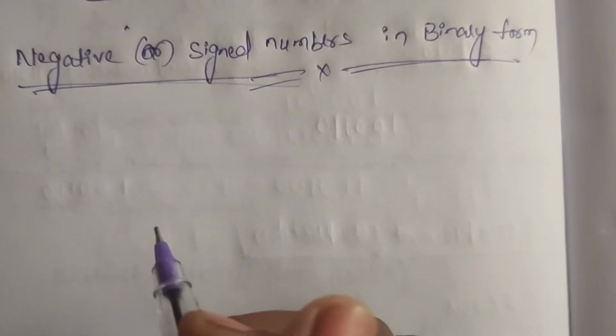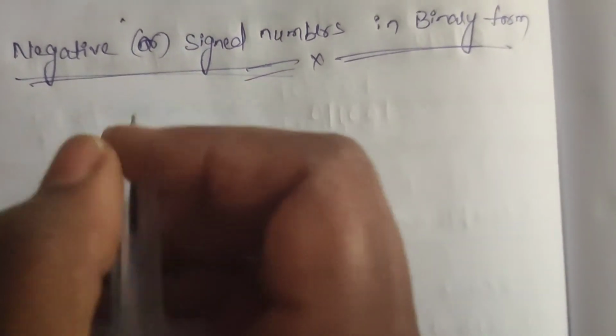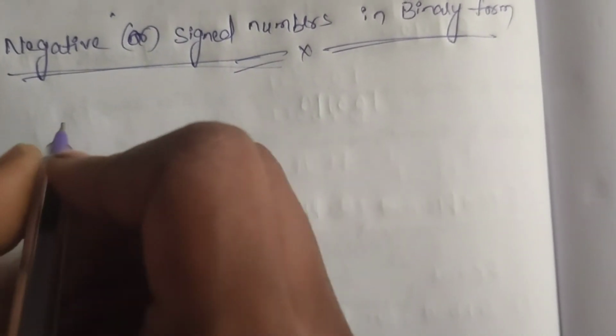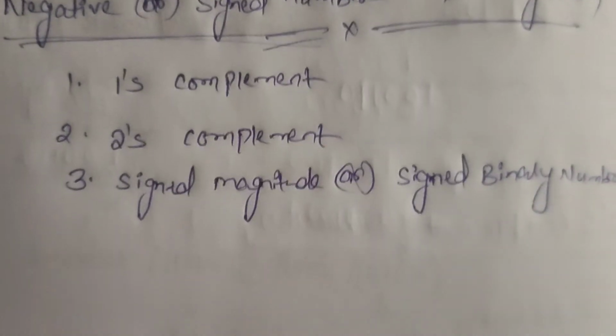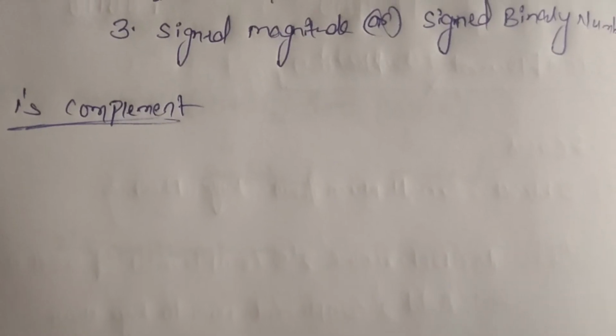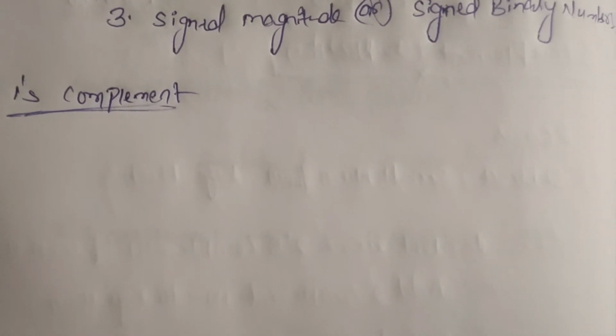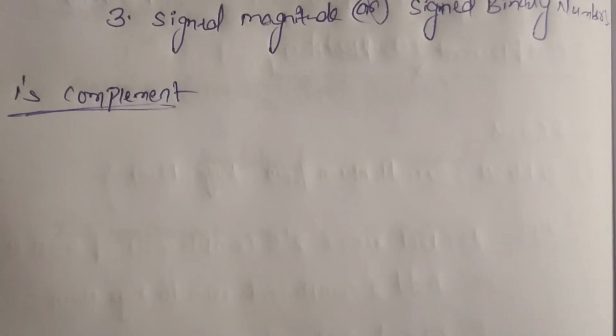So a negative number is represented in binary form in 3 ways. That is 1's complement, 2's complement, and the next one is signed magnitude, or signed binary, we can say. 1's complement we have discussed earlier: changing 1s to 0s and 0s to 1s.